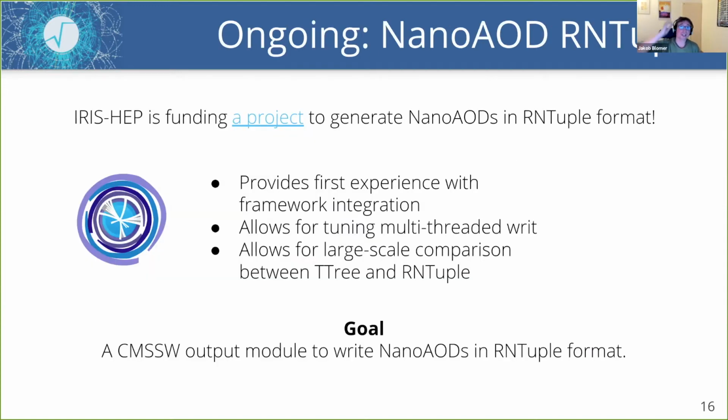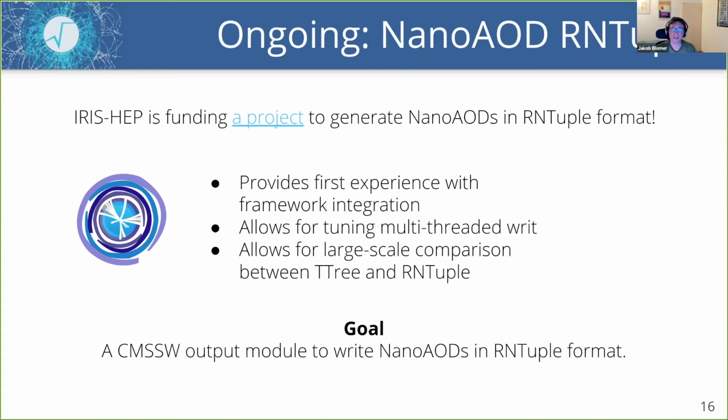Then another ongoing project is the integration with experiment frameworks. In this case, it is CMSSW. This is a project which is kindly funded by IRIS-HEP, where the idea is to use the CMSSW output module to write NanoAODs in the RNTuple format. NanoAOD is a very compact format for CMS data that is very much slimmed down, yet powerful enough to work for the majority of analyses. It is approximately 1 kilobyte per event.